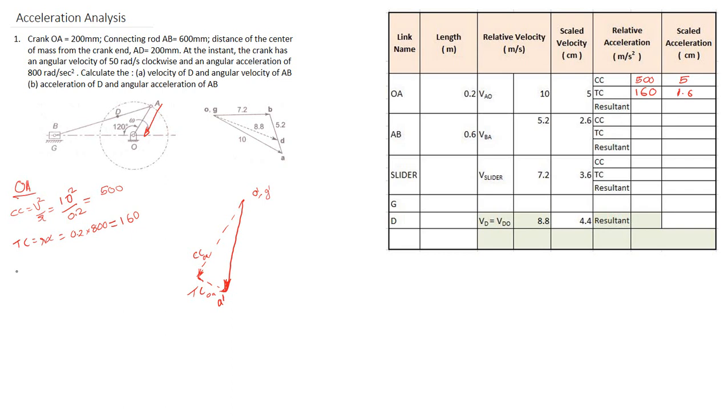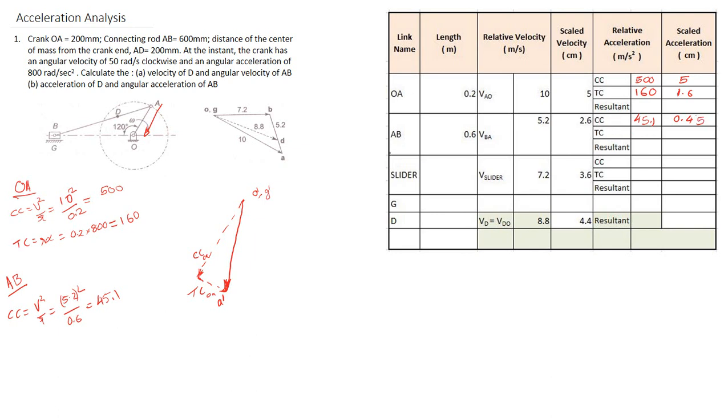Now I am going to calculate the acceleration components for the link AB. The centripetal component is equal to v square by r, which is 5.2 square divided by 0.6, and the value will be equal to 45.1 meter per second square. So the centripetal component of link AB is equal to 45.1, which I am treating as 0.45 on the scale. The next component is the tangential component. Right now the value of the tangential component is not determined, but the direction is known.